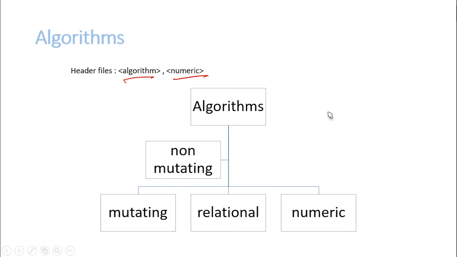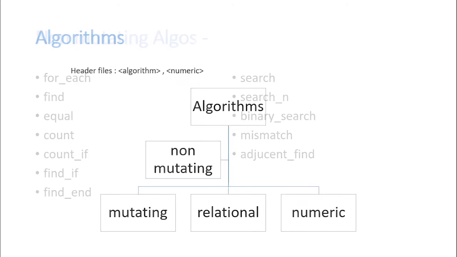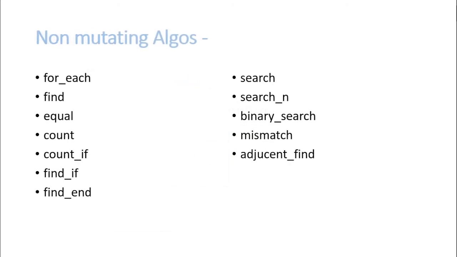Now, I'm not going to give you examples of all the algorithms because there are probably 100 plus algorithms in the STL library, but I will give you a rough idea about what kind of algorithms you are going to get in STL, so that you can search them in Google or any other kind of media, and then you will find the signature of the functions and you can use them.